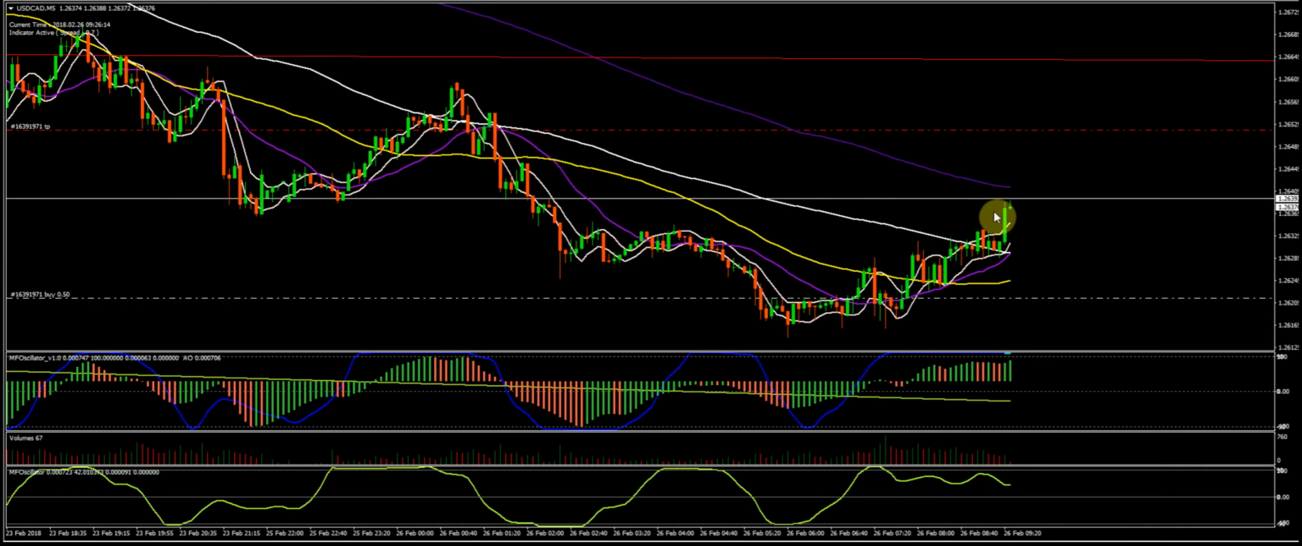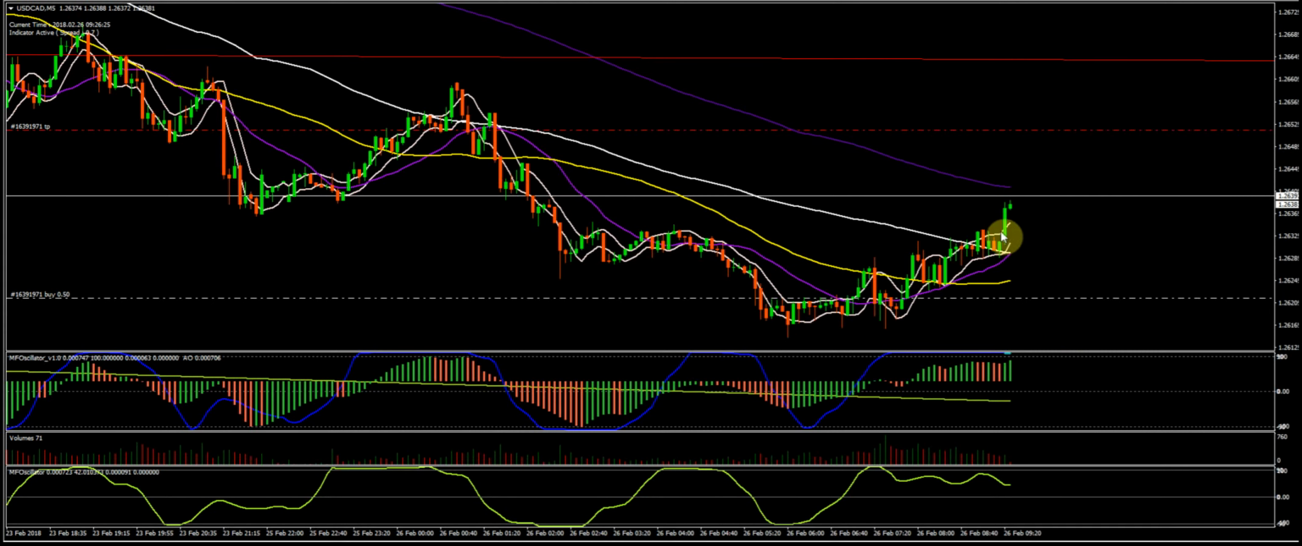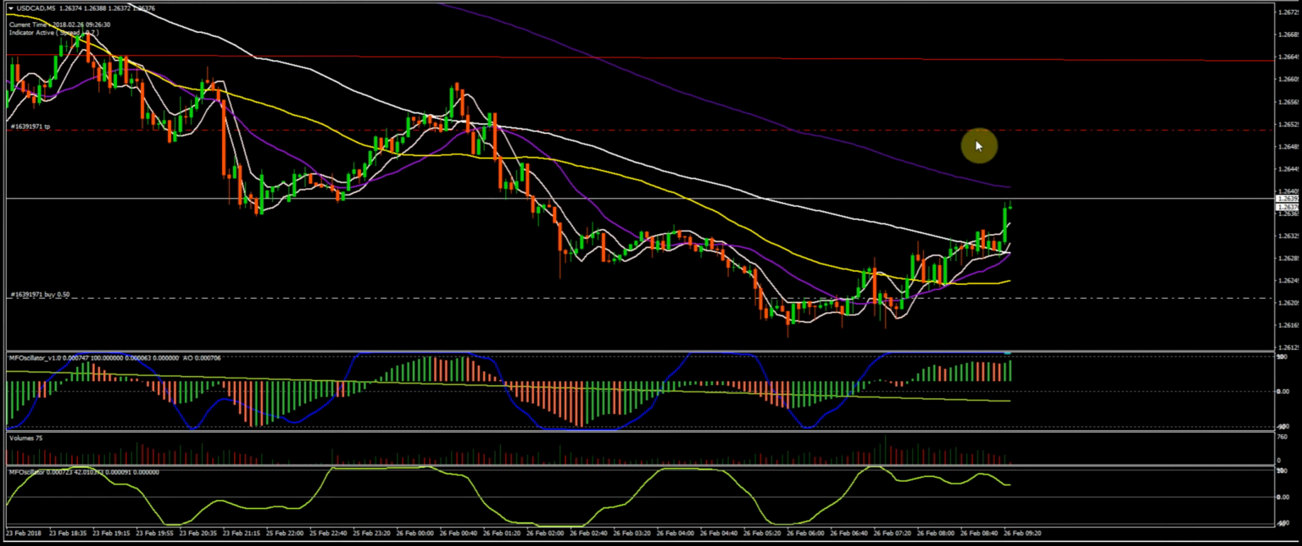This dollar CAD has pushed up a bit, but I think I might exit this trade here because, as I said, it has got the potential to pull back. And if it does, then that'll be the better entry, I think, on this.